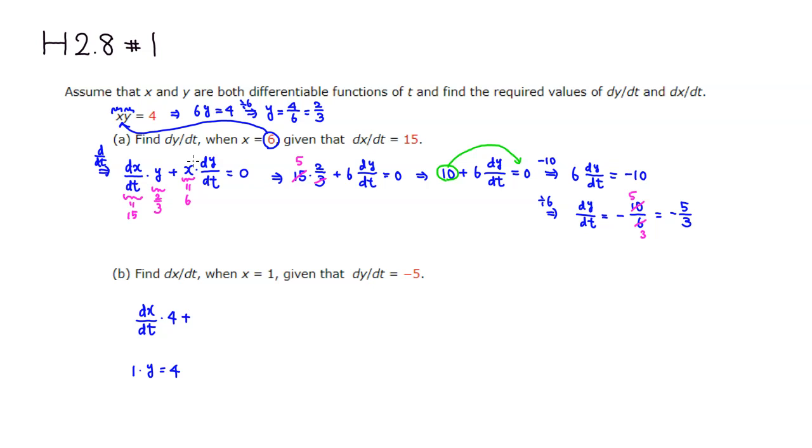Plus, x is 1, times dy over dt, which is negative 5. So we put negative 5 there, and that's equal to 0. Then you have a negative 5 here, so I'm going to add 5 to both sides. You have 4 times dx over dt is equal to positive 5. Then all you have to do is divide through by 4, so dx over dt is equal to 5 over 4.